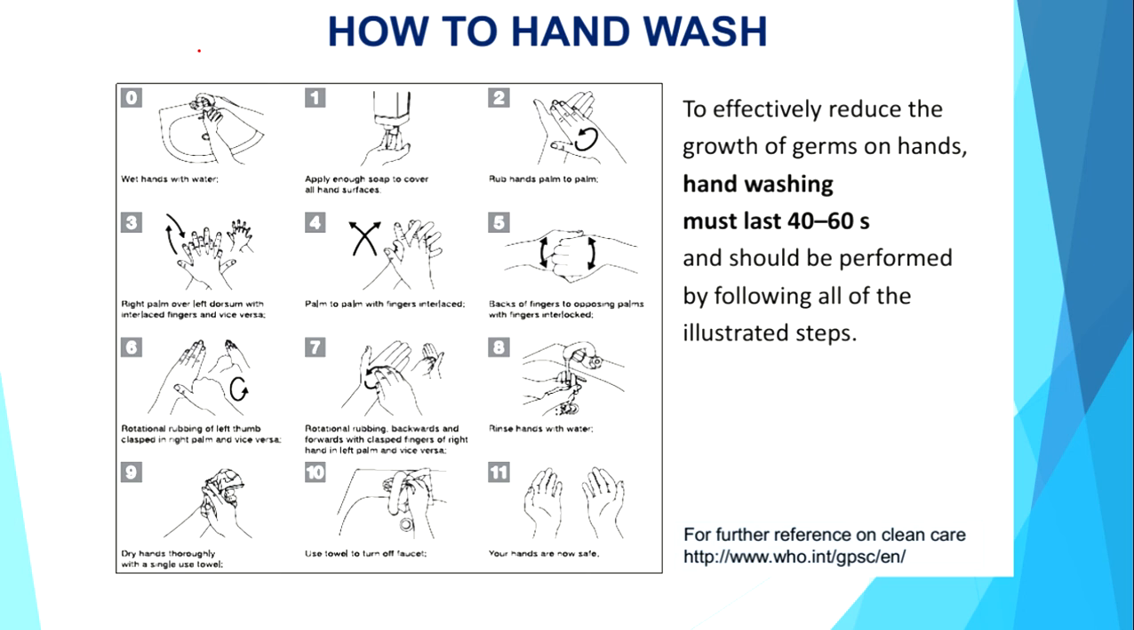8. Rinse hands with water. 9. Dry hands thoroughly with a single-use towel. Use towel to turn off faucet. Your hands are now safe. To effectively reduce the growth of germs on hands, hand washing must last at least 40 to 60 seconds and should be performed by following all of the illustrated steps.